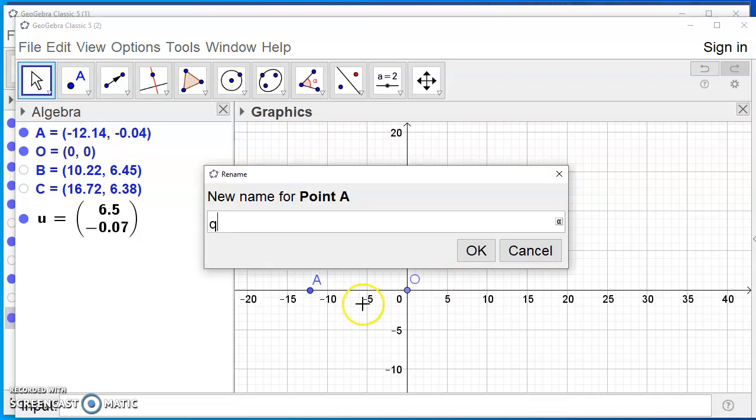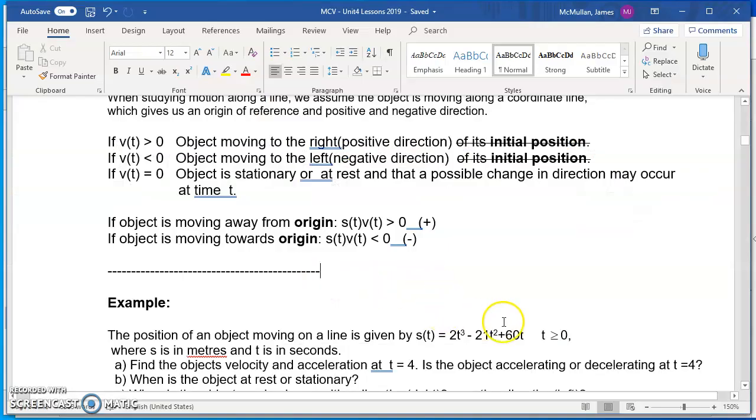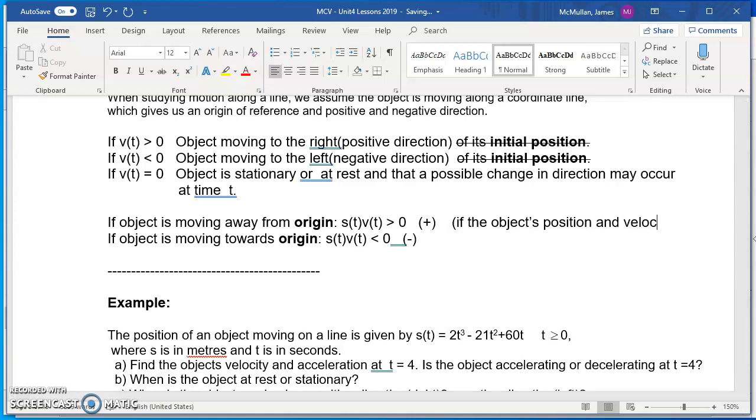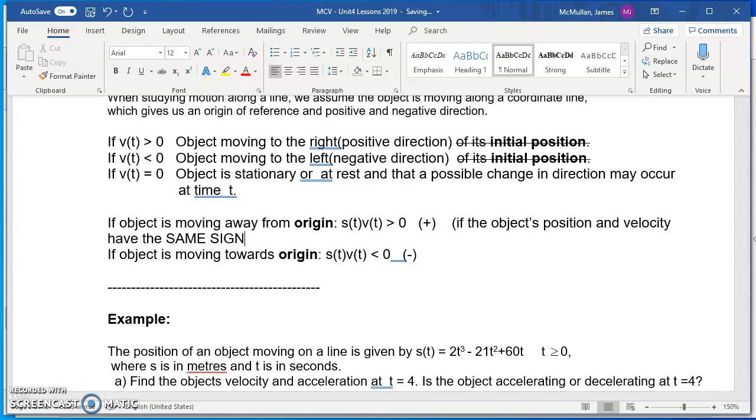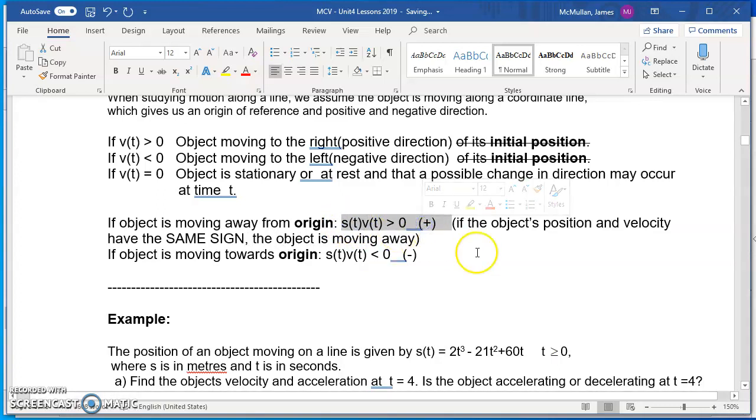So what all this is trying to say is it's a very precise mathematical way of saying it, but just imagine that if the object's position and velocity have the same sign, the object is moving away, because S times V is positive. We know that happens if S and V have the same sign. And if it has the same sign, it's one of two cases. You're already to the right, and you're moving further to the right, or you're already to the left, and you're moving further to the left.